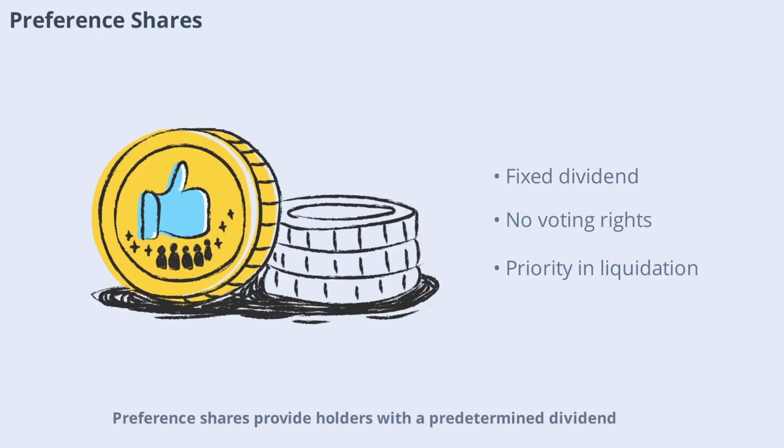Preference shares provide holders with a predetermined dividend, making them less risky than equity shares. However, preference shareholders do not have voting rights. In the event of company liquidation, they are paid before equity shareholders but after debt holders. This makes preference shares a middle ground between equity and debt instruments.